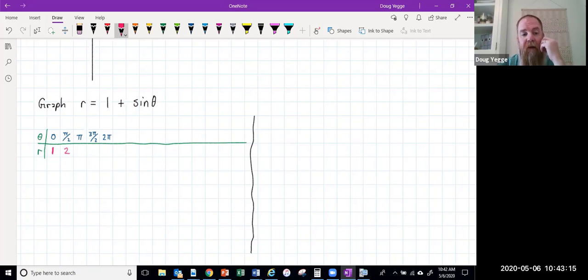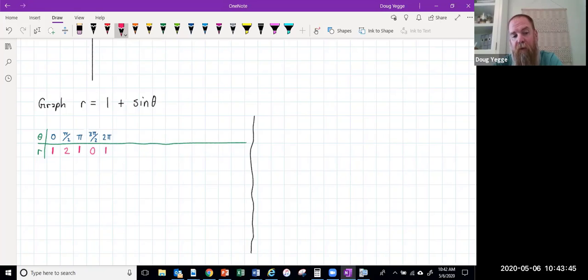Now let's go to pi. If I go to pi, sine of pi is 0. 0 plus 1 is 1. That means turn to the angle of pi and walk out 1. And now at 3 pi over 2, it's saying to take sine of 3 pi over 2, which is -1. And now I get an answer of 0. And by the time I get back to 2 pi, I'm back to 1.